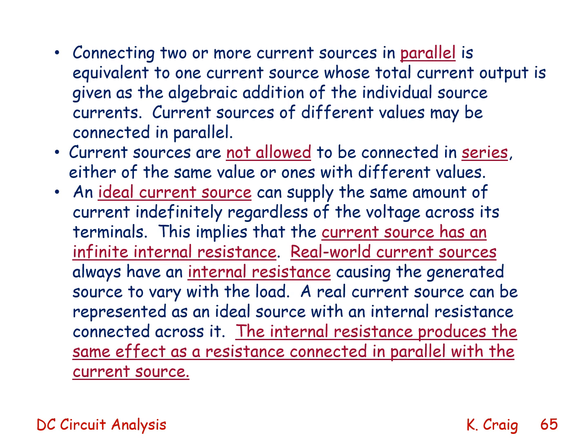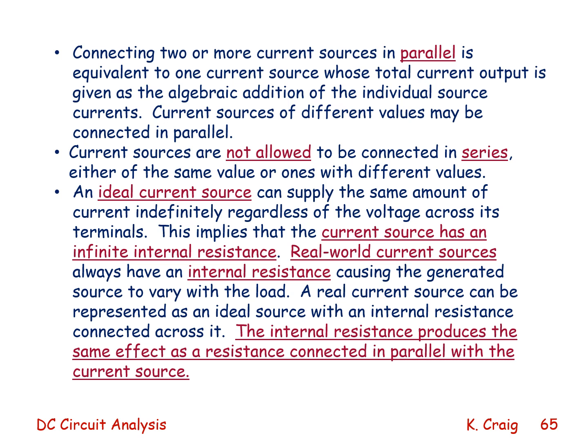Connecting two or more current sources in parallel is equivalent to one current source whose total current output is given as the algebraic addition of the individual source currents. Current sources of different values may be connected in parallel. Current sources are not allowed to be connected in series, either of the same value or ones with different values.